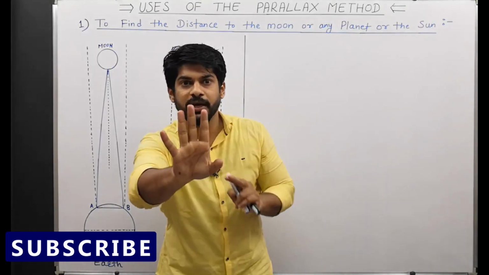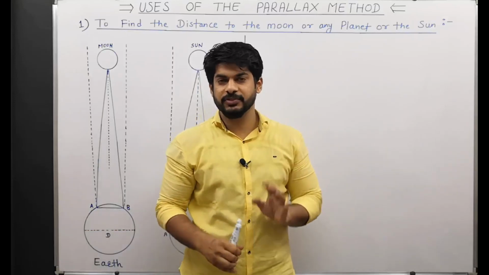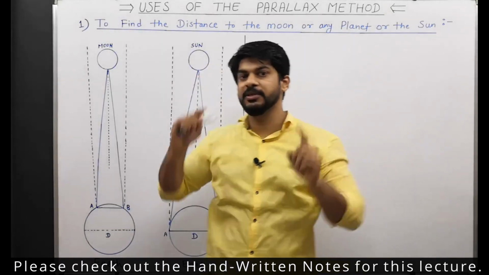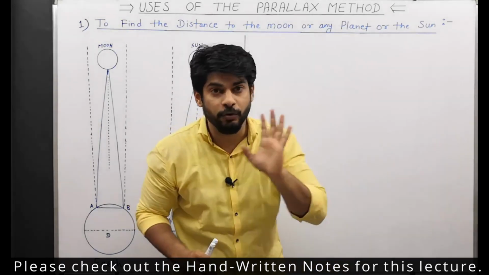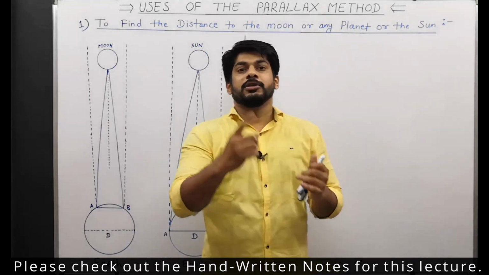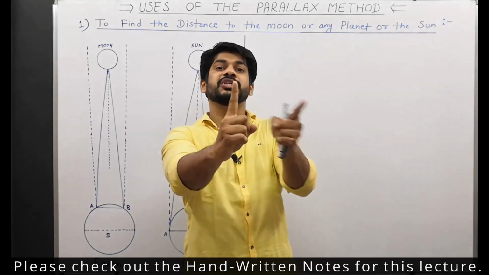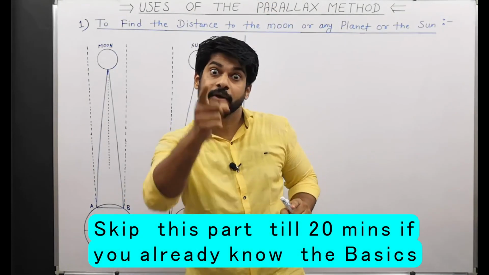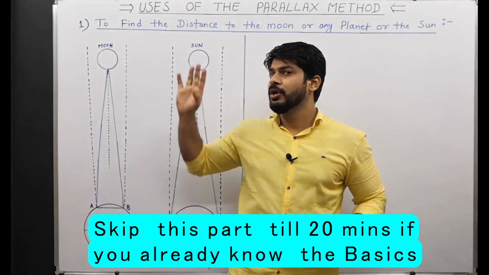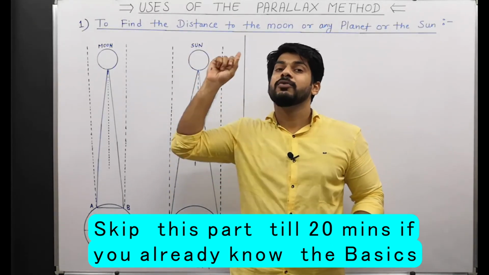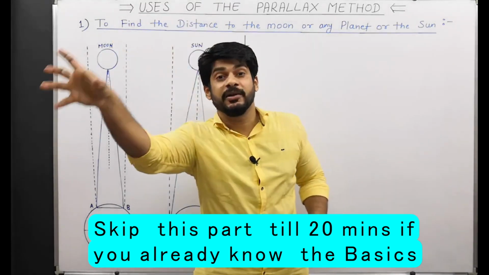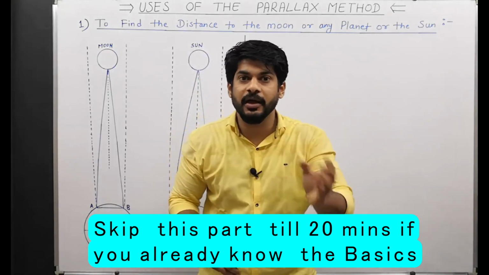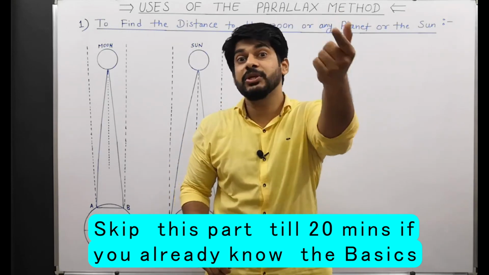So here just look at this situation. What do you require? First of all, you require some background object. Remember this. In this method also, we are going to require some background object, because the nearby object appears to change its position with respect to the background object. That's why we need some background object. In such cases, we choose any star as our background distant object.